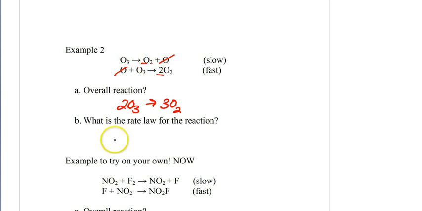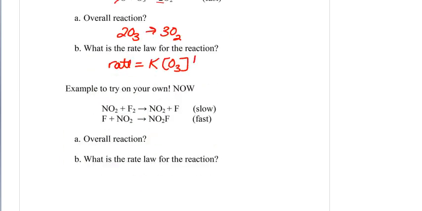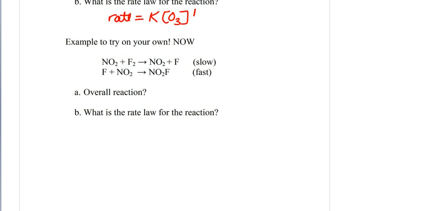My overall rate law for the expression then is going to be rate equals K. Look at my slow step. For sure, I see ozone. And because I don't have the reversible or any situation like I had before, it's only going to be ozone to the first because that is what appears in my slow step. And you're done. All right, last one. Go through this example on your own and go now.